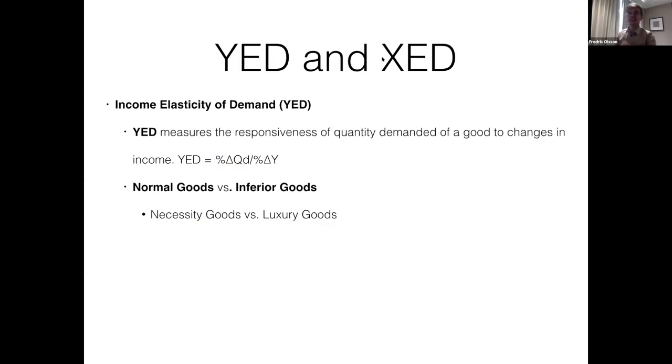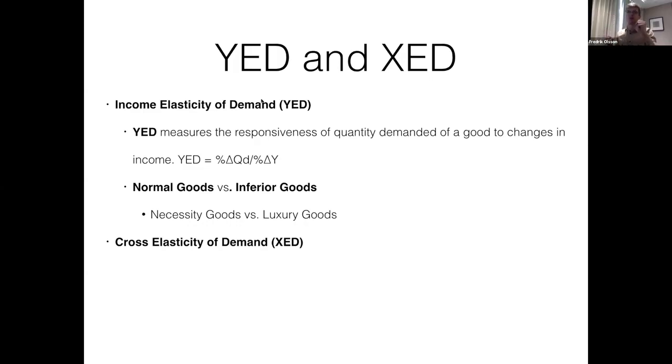XED is the last elasticity that we had to talk about in the IB syllabus. So let's see if we can define it first. This is a slightly different one. Cross elasticity of demand, or XED, looks at two different types of goods and compares them. All the other elasticities that we've looked at up until this point have all been talking about changing something about one good. Maybe changing the price of one good, or changing the income and looking at the quantity demanded of one good.